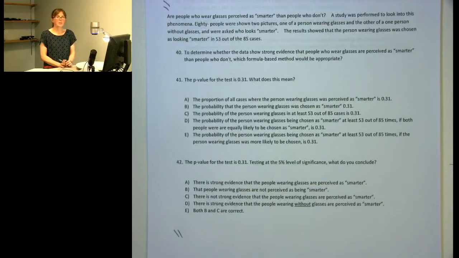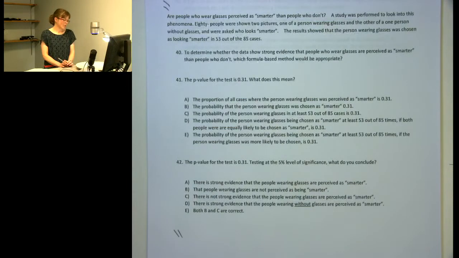Okay, this video will work through questions 40 to 42 in the review. So looking at the situation, we're trying to answer the question, are people who wear glasses perceived as smarter than people who don't? A study was performed to look into this phenomenon.